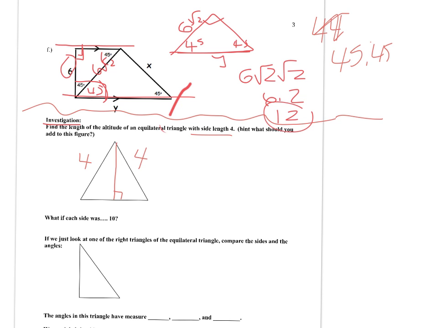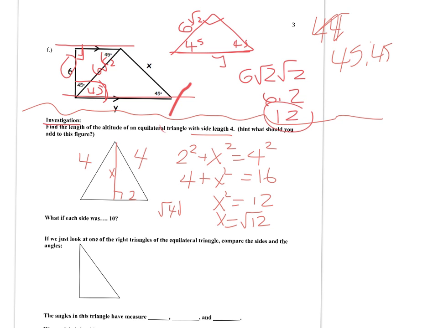So in this triangle, if this is a hypotenuse and it's equilateral, this would be 2. To find the altitude, I'd have to go 2 squared plus x squared to give me 4 squared. That's 4 plus x squared equals 16. X squared equals 12. X equals radical 12, which I'm going to simplify to radical 4 times radical 3, which is 2 radical 3. So in the first example, the smaller side here is 2, and the altitude came to 2 radical 3.